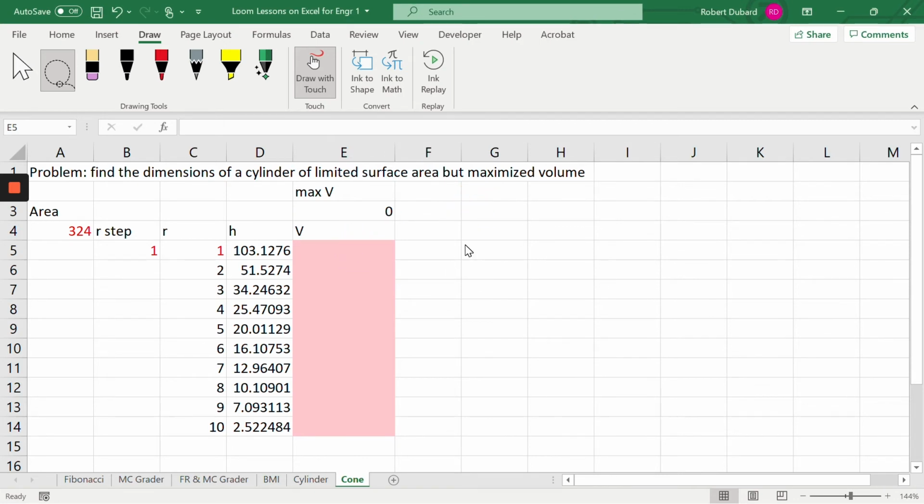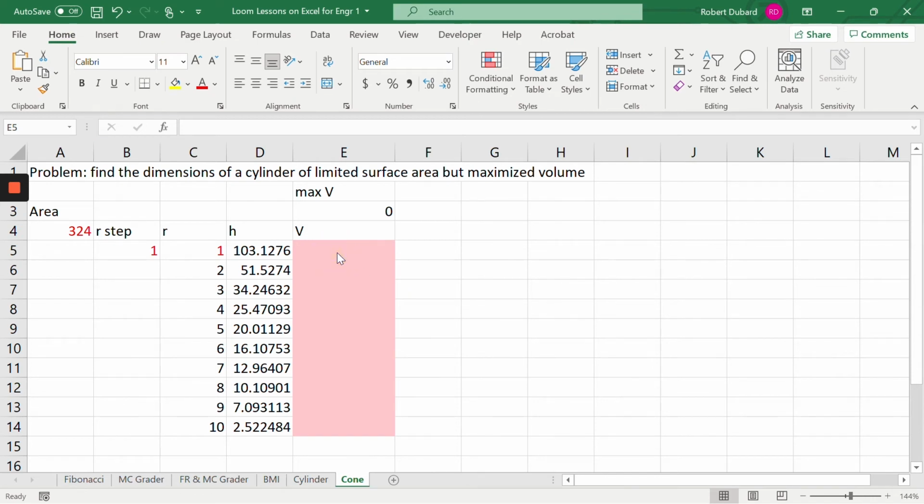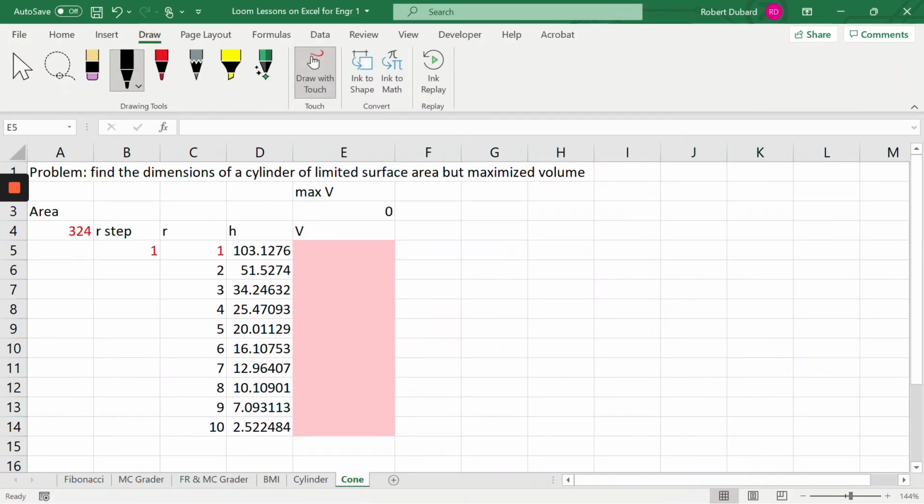So now what I want to do is, let me go back to home here. I want to, in this cell, type in the equation for the volume of a cone. Now, I could go look it up online, but I'll tell you right now it's pretty simple. The volume of a cone is merely pi r squared h over 3.